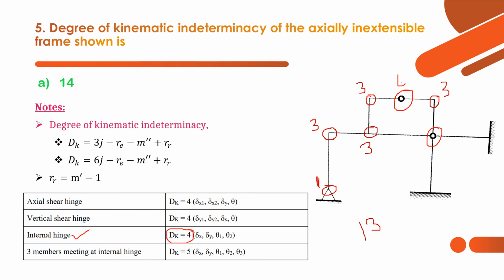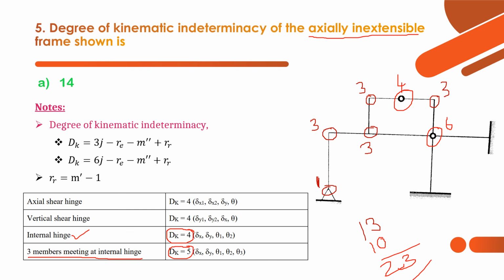In case of an internal hinge, the degrees of freedom will be 4 when two members meet. If 3 members are meeting at an internal hinge, then dk will be 5. In this case we have 4 members connected to that internal hinge, so the degree of kinematic indeterminacy will be 6. So in total we have 23 degrees of kinematic indeterminacy in this rigid frame, and they have clearly mentioned that it is axially inextensible.